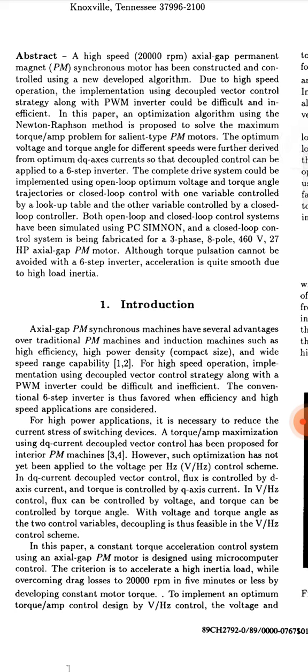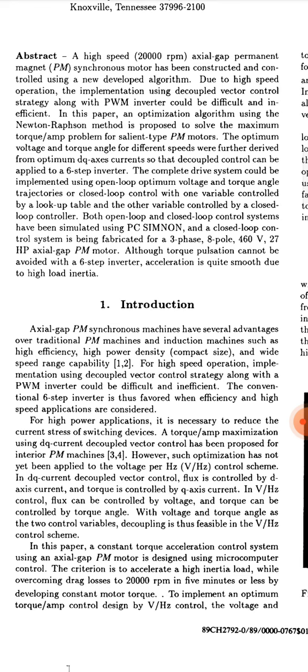Introduction. Axial gap synchronous machines have several advantages: high efficiency, high power density, and a wide range of speed implementation. Using a decoupled vector control strategy along with a PWM inverter could be difficult and inefficient. The conventional 6-step inverter is the favorite when efficiency and high speed applications are considered. For high power applications, it is necessary to reduce the current stress of switching.